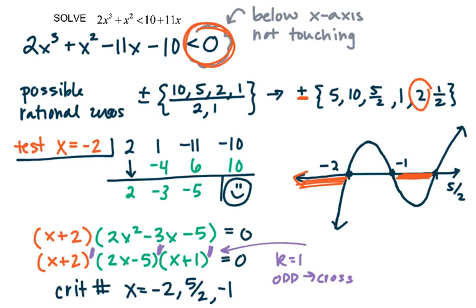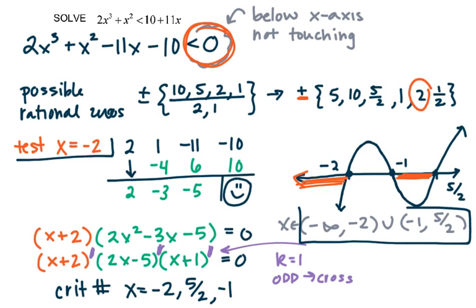And are we allowed to touch at any of those values? And because the original inequality sign did not have an equal to, the answer is no, we cannot touch there. So my solution set for this problem is that x is some number from -infinity to -2, parenthesis, because we can't touch, union -1 to 5/2. And this is what you would be expected to write here in the box.